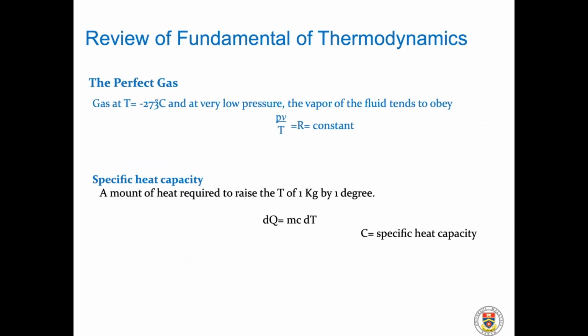And you also learn about perfect gas. You may not remember, a perfect gas is a gas at a very low pressure and at a temperature of negative 273 Celsius or 0 Kelvin. The vapor of the fluid tends to obey PV equals RT, or PV over T equals R, where R is a constant. You also learn about specific heat capacity, the amount of heat required to raise the temperature of 1 kilogram by 1 degree. So the equation that you normally use, quite familiar, is Q equals mc delta T, where delta T is the change of the temperature.